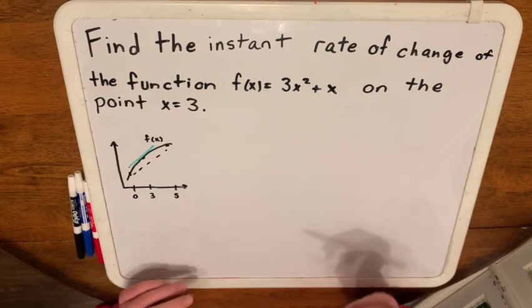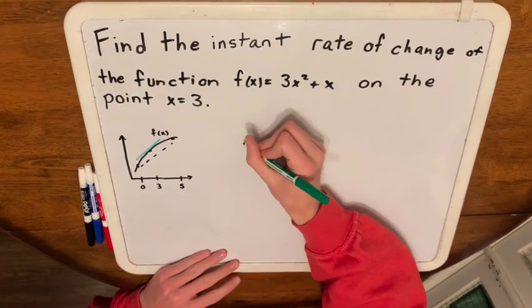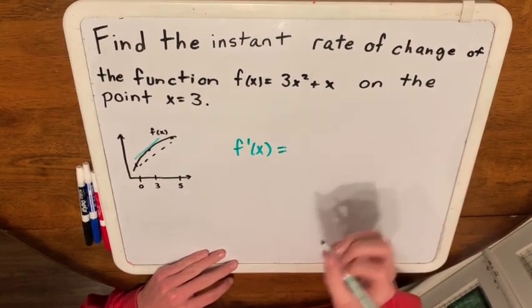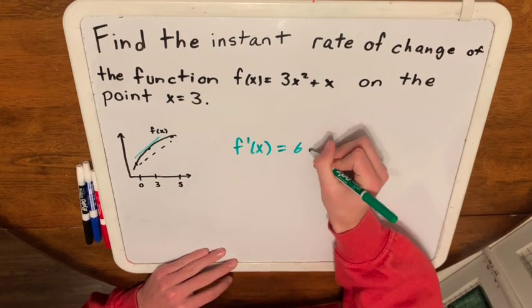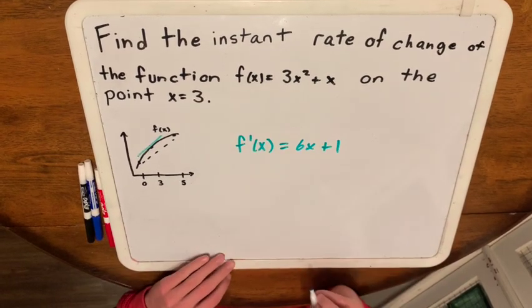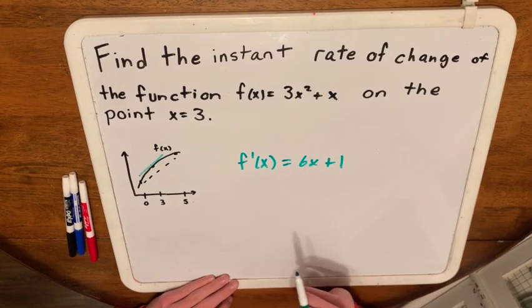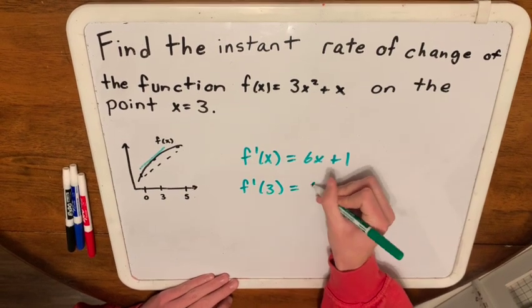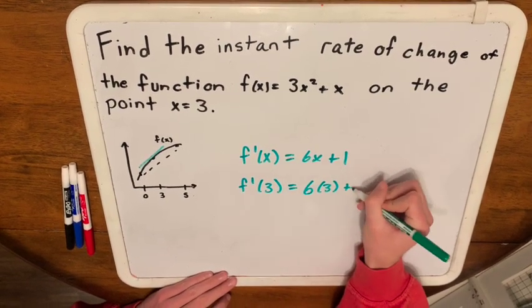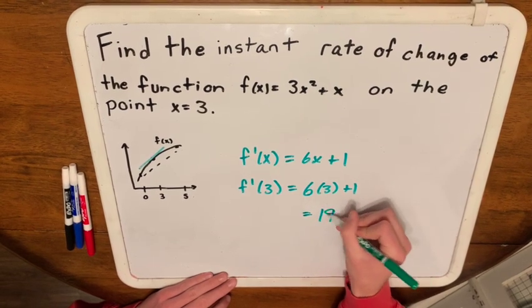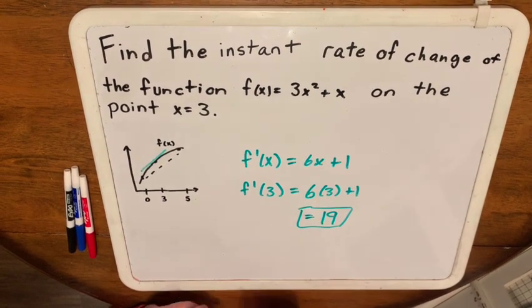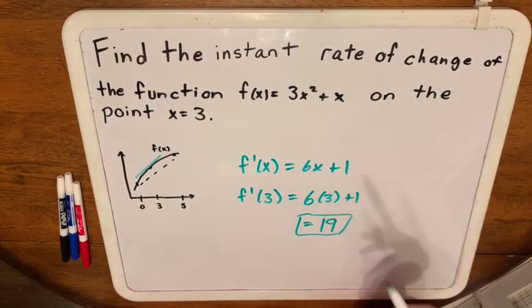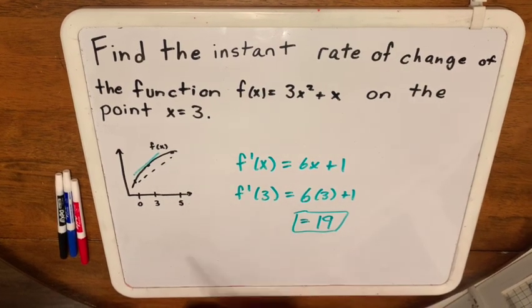So what we can do is either use the definition of the derivative, or if we know the normal power rule, we know that the derivative of f of x is going to be 6x plus 1. And that's just basic power rule. Then we can plug in f prime of 3, which is 6 times 3 plus 1, and that gives us a slope of 19. And 19 is our instantaneous rate of change for the function 3x squared plus x at the point x equals 3.